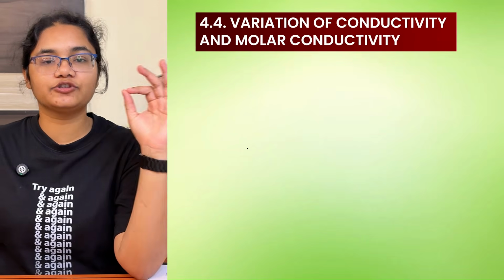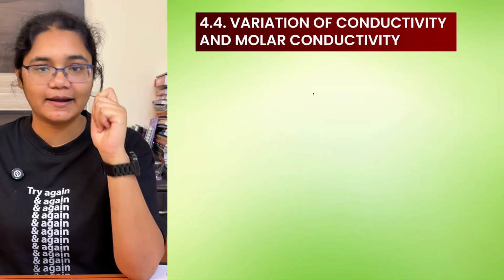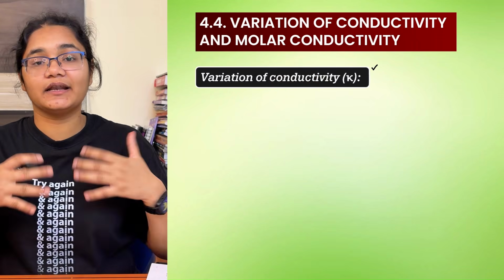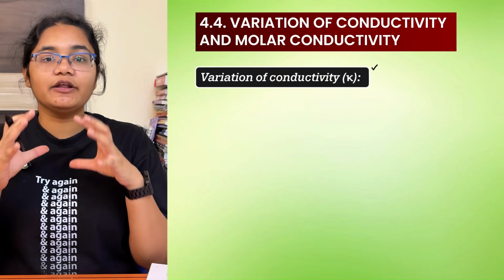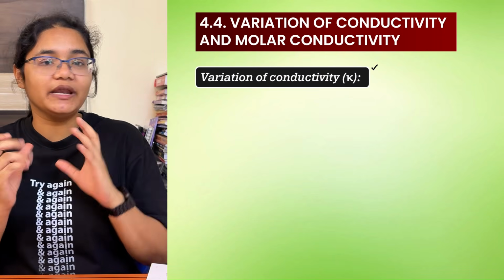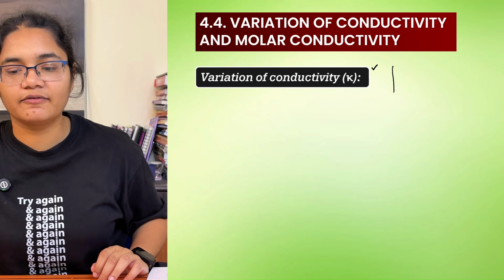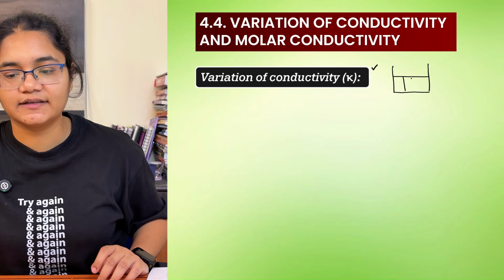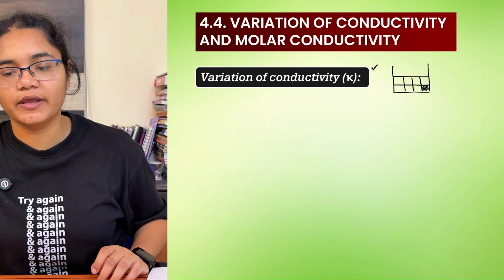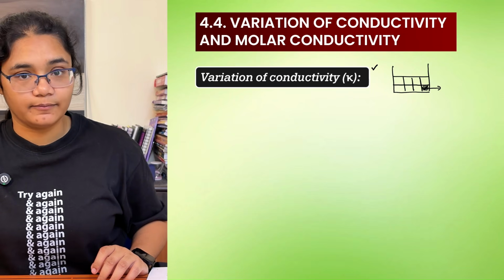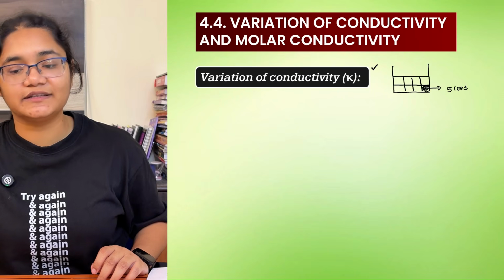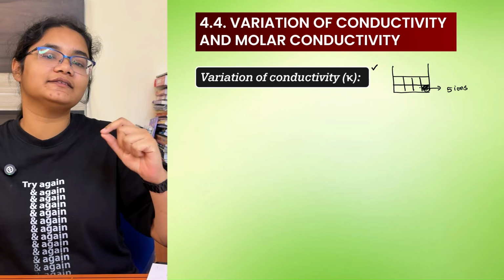Okay, now let's talk about the variation of conductivity and molar conductivity. First, conductivity, that is kappa. Conductivity is the conductivity of all the ions present in one unit volume. For example, if you have an electrolyte solution, suppose I divide it like this, and this is 1 unit of volume. Suppose there are 5 ions here. Whatever is the conductivity because of the ions present in 1 unit volume, that is called kappa or conductivity.